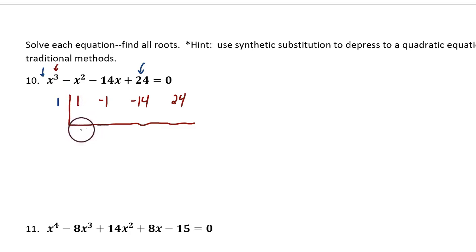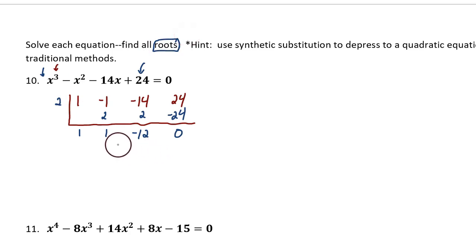Maybe 1 works. 1, 1, 0, 0, negative 14, negative 14, 10. 1 is not a root because it didn't make a 0. So we have to erase that and try something different. We might try 2. 1, 2, 1, 2, negative 12, negative 24, and 0. So because we got a remainder of 0, 2 is a root.